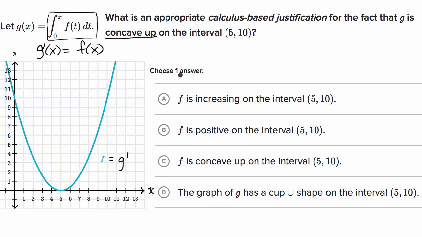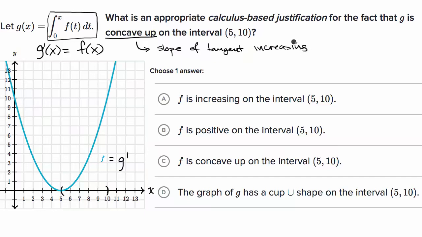And so we're thinking about the open interval from 5 to 10, and we have g's derivative graphed here. We want a calculus-based justification from this graph that lets us know that g is concave up. So what does it mean to be concave up? Well, that means that the slope of the tangent is increasing.